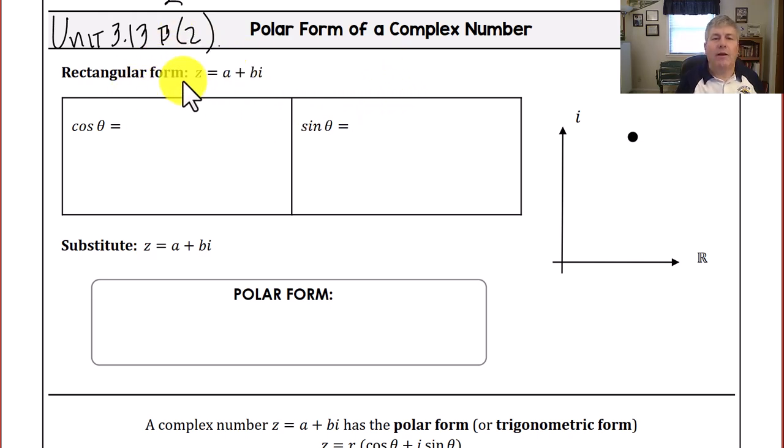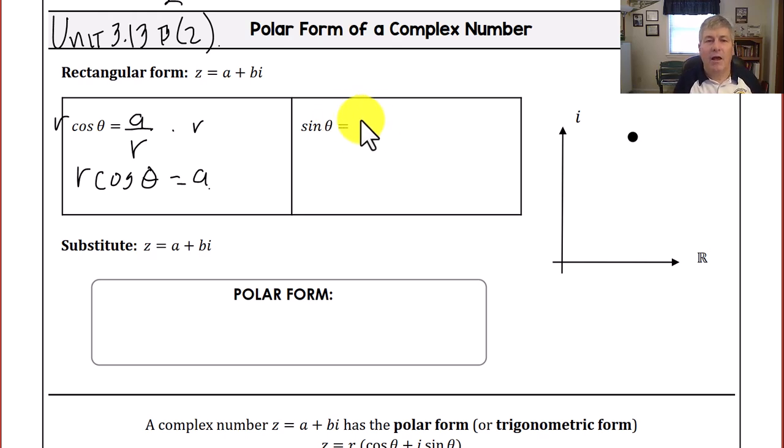So recall that in rectangular form, z equals a plus bi, we have our real part and our imaginary part of our complex number. Well, we can say that cosine of theta, which we've known as adjacent over hypotenuse or x over r. Well, our x is our a value, so we can rewrite the cosine of theta as a over r. And of course, multiplying both sides by r, we can say that r cosine of theta does equal a. And we can do the same thing for sine.